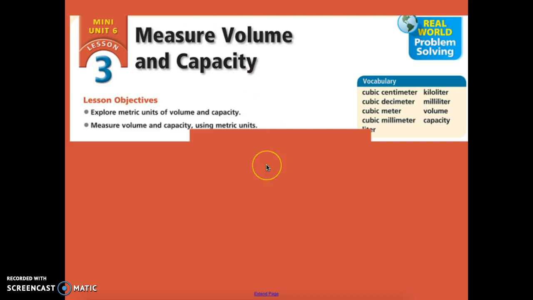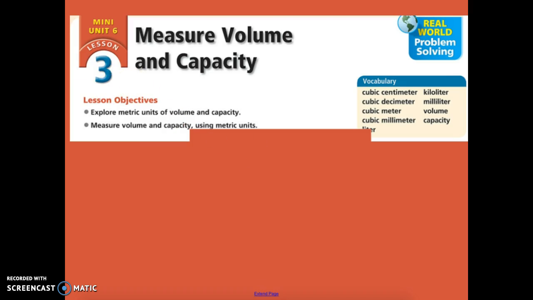This is Mrs. Naslund, and today we'll be doing Unit 6, Lesson 3, Measure Volume and Capacity. Our learning targets for today are: I can explore metric units of volume and capacity, and I can measure volume and capacity using metric units.